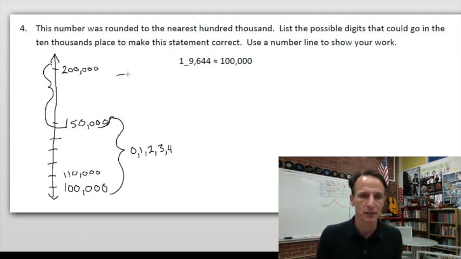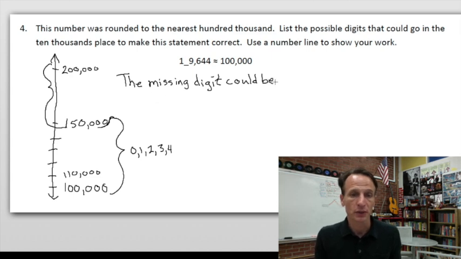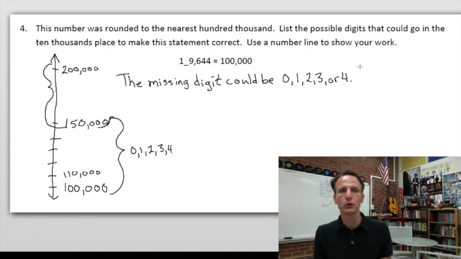So let's write a statement now. The missing digit could be, what could it be? Well, we just listed them there. It could be 0, 1, 2, 3, or 4. Boomo blammo. Number 4 is done. Let's rock on to number 5.